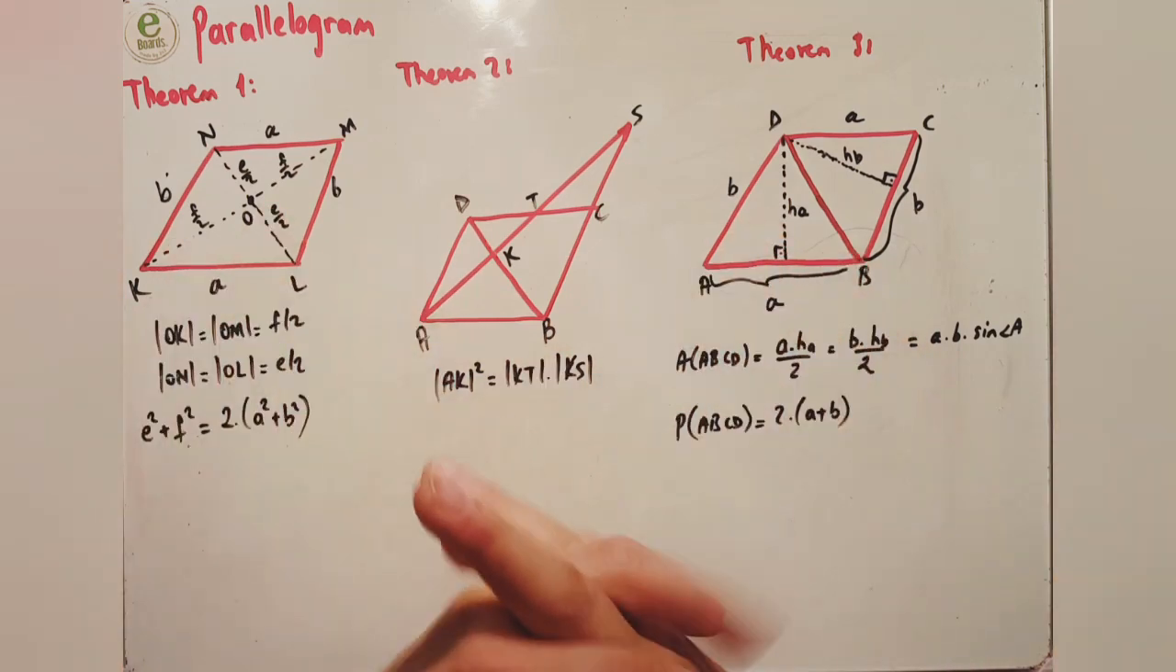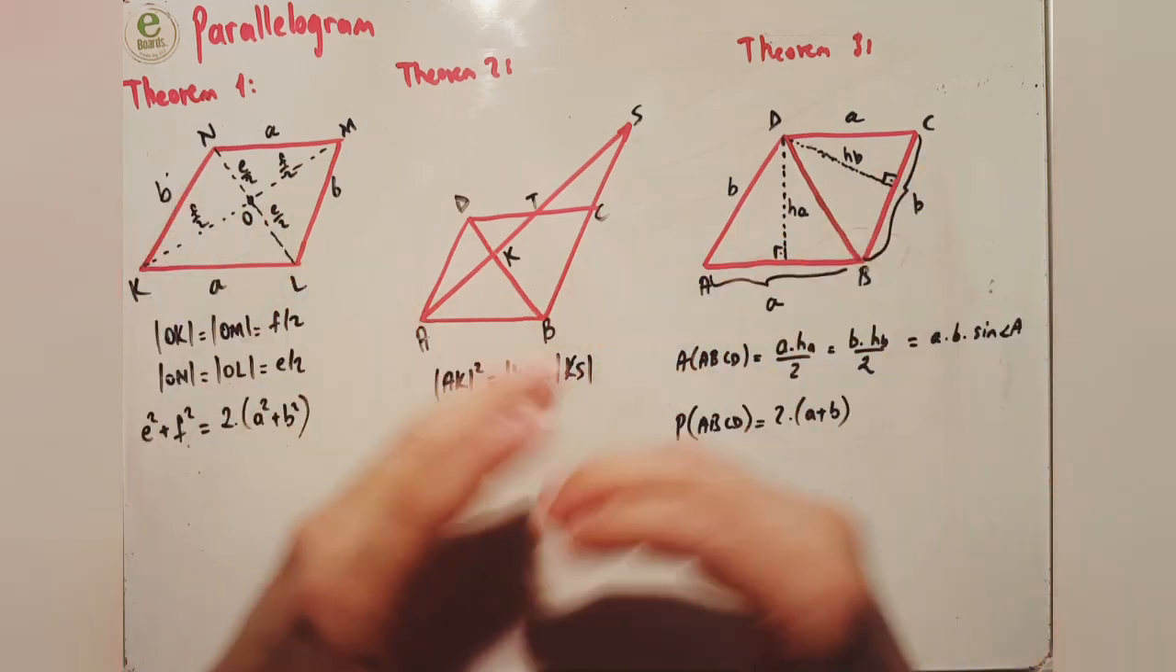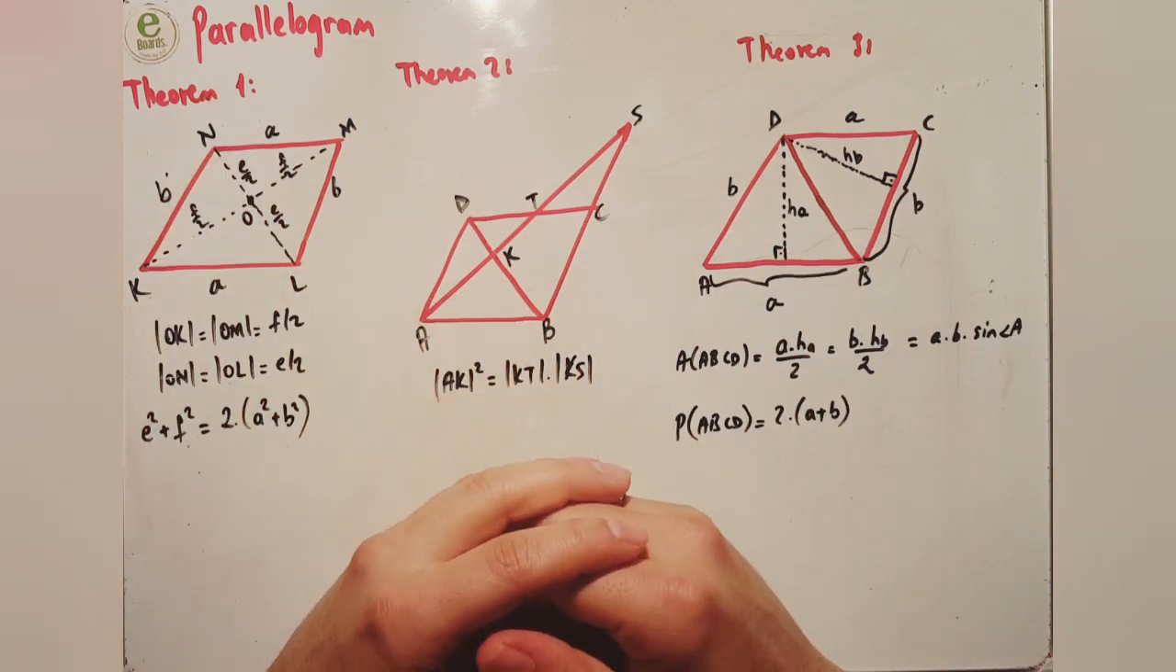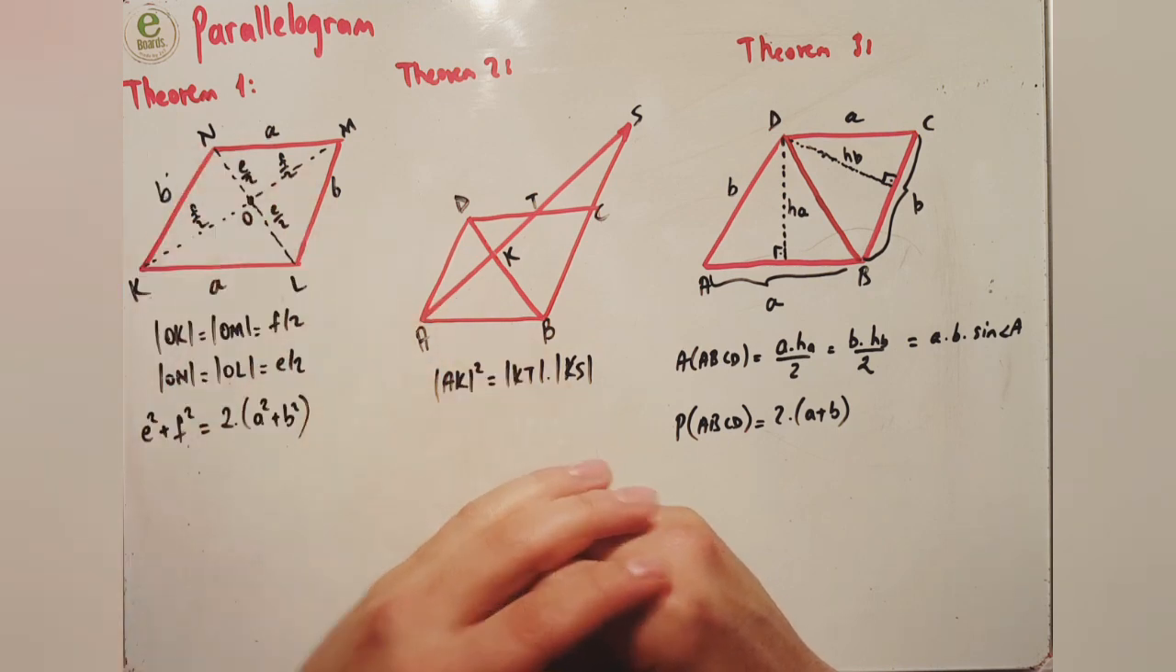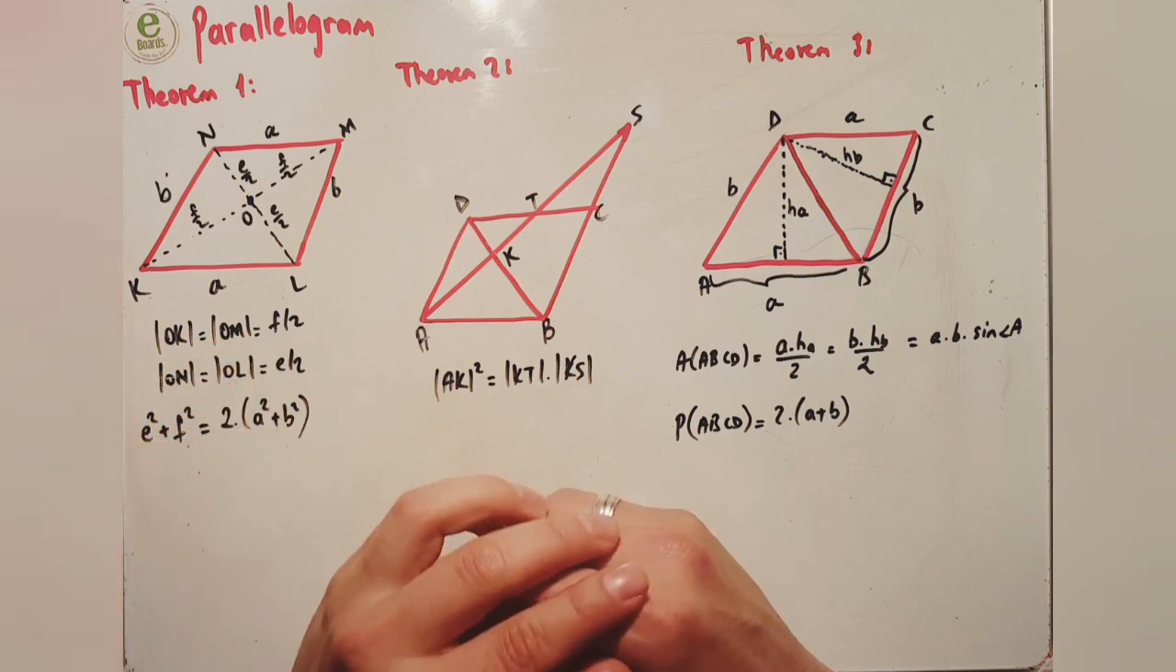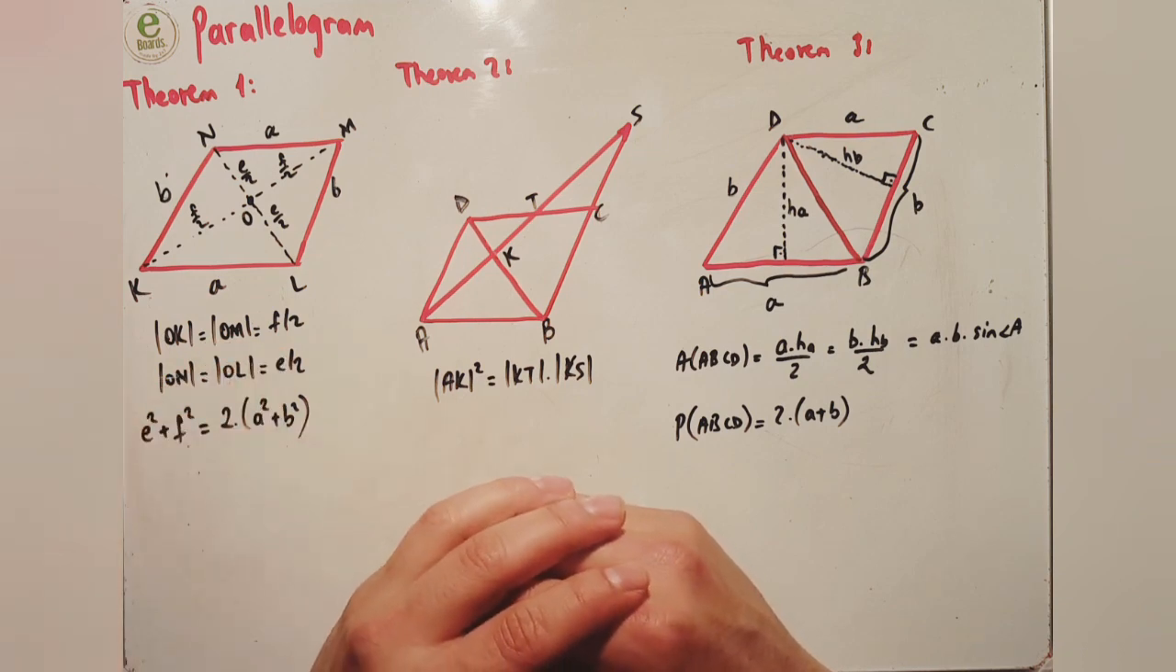And in this part, after properties, I would like to give you some special theorems about parallelogram. So here O is the intersection point of diagonals such as KM and LN, and OK and OM is F over 2, the length of ON and OL is E over 2.